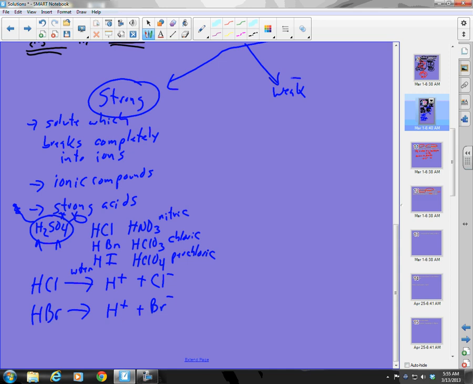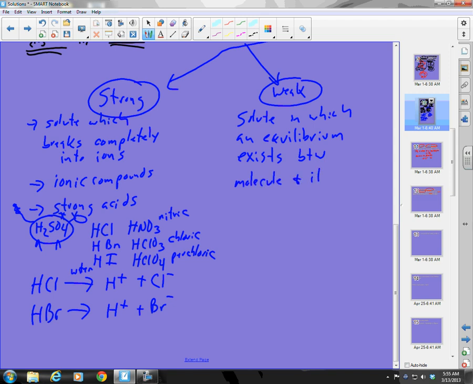In a weak electrolyte, this is a solute in which an equilibrium, here's that word again, exists between the molecule and its ions when dissolved. Okay, that's a little strange, but if we look at it, we'll have a better idea.